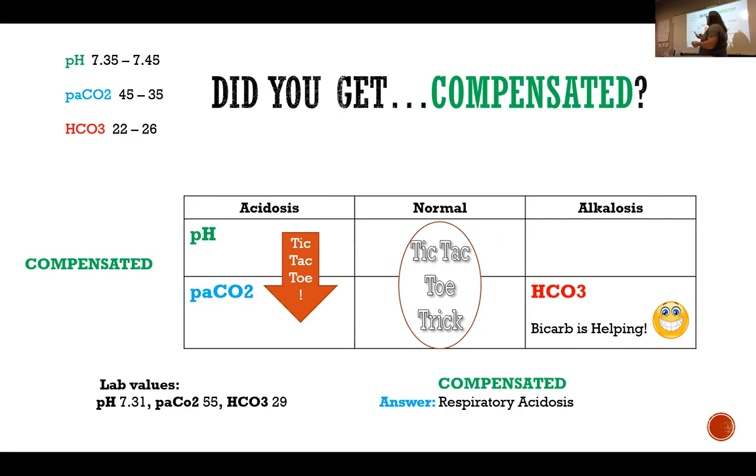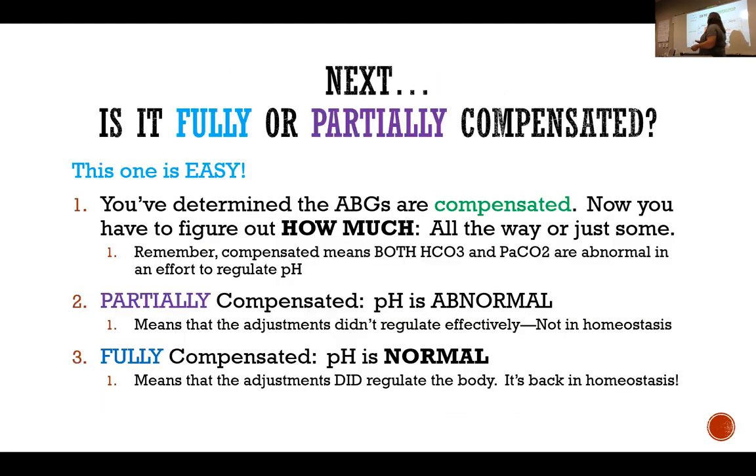And then how do we tell, Casey's already jumped ahead a little bit, how do we tell if it's fully compensated or partially compensated? That means, did the helper work? Did the helper help us gain balance? The pH will tell us exactly, because that represents whether we're acidic or basic or normal. That normal is our homeostasis, right? So this one's easy. You've determined the ABGs are compensating. We know that there's a helper. They're trying to get the body back in balance. Now you have to figure out how much. Is it fully compensated or partially compensated?